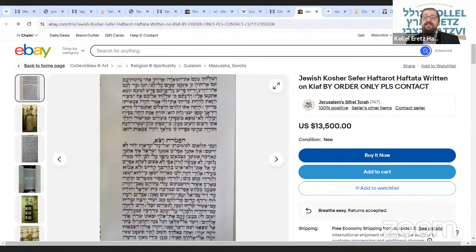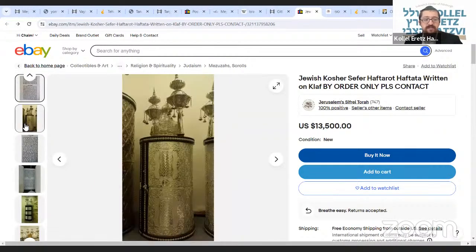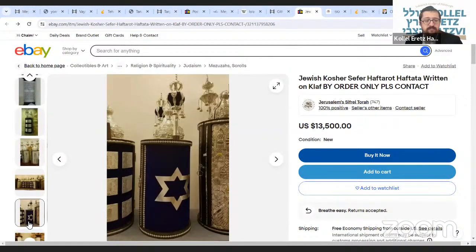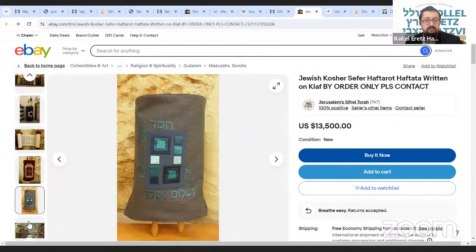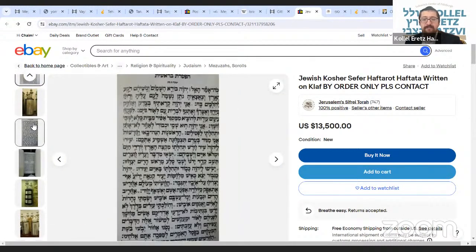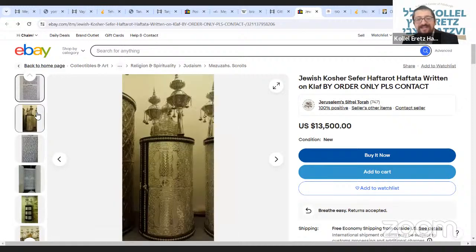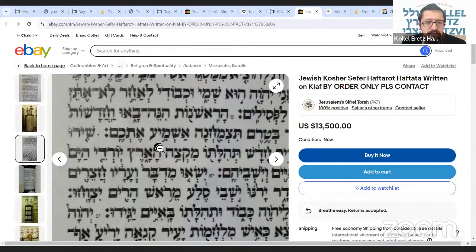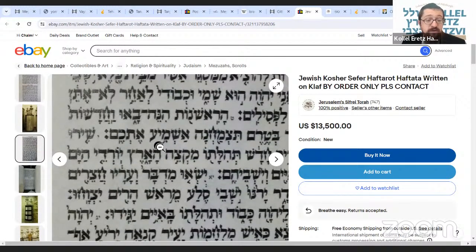Here is a Sefer Haftarahs. It's on eBay. It's Sephardi, beautiful with beautiful crowns and cases. And this is $13,500. That's already cheaper. It's a little bit cheaper, but this is used. Or maybe it is new. It says written on cloth. To me, it looks, I don't know, it might be written, might not be written. It looks to me printed on cloth, but I can't say for sure.